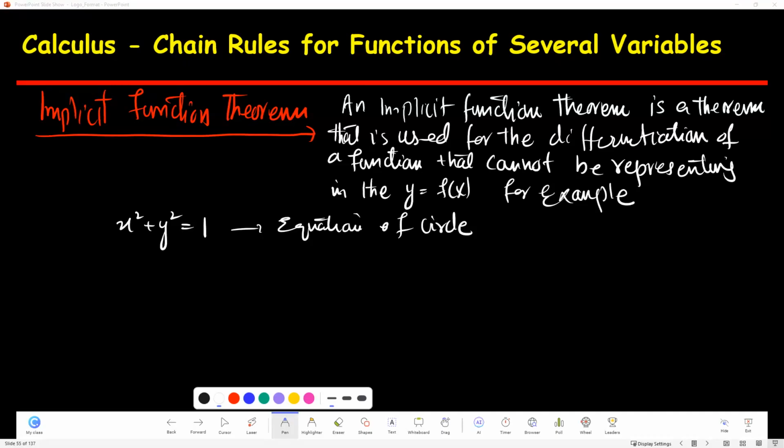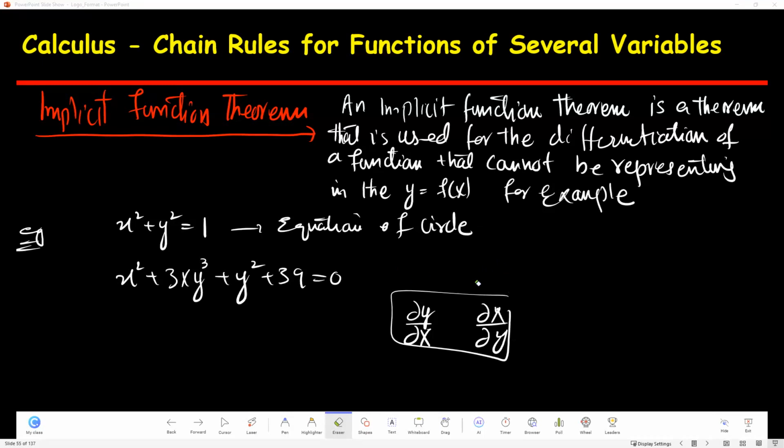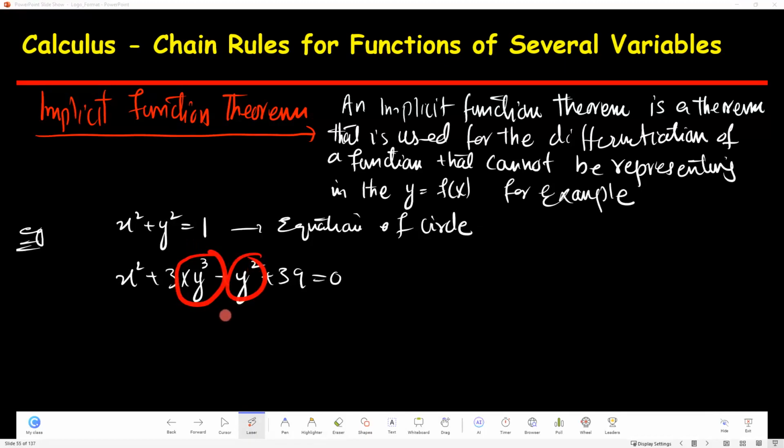Another function I can write as an example is x squared plus 3xy cubed plus y squared plus 39. I cannot separate them, because it's very hard, or pretty much impossible, to make y separate and x separate and put it on the other side of the function. So I can't write y equals f of x, just like I used to do, and then find dy over dx. This is not doable in these functions. So these are called implicit functions. Implicit means how they are combined like that.